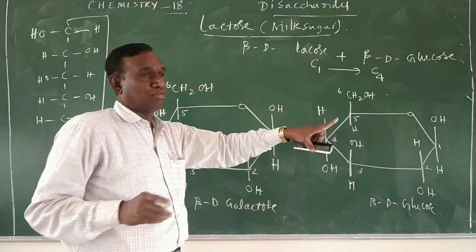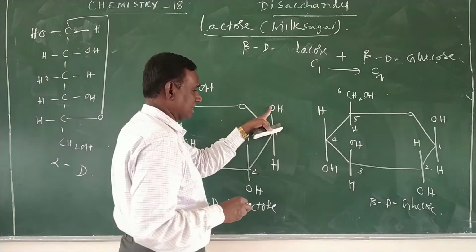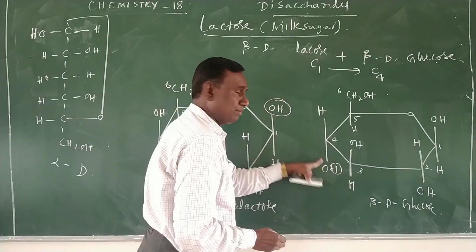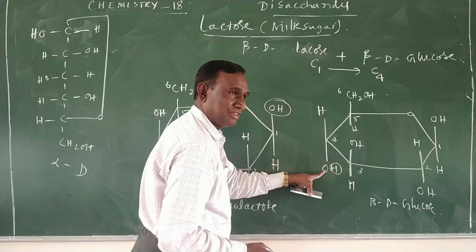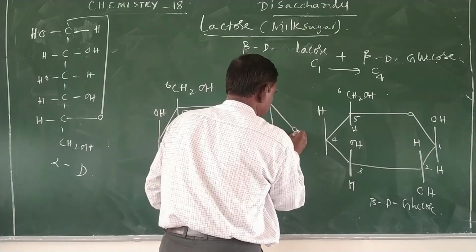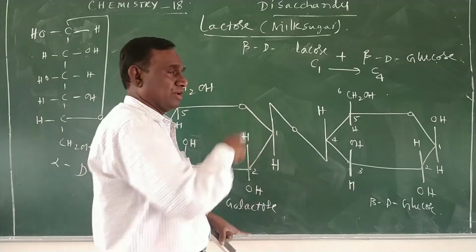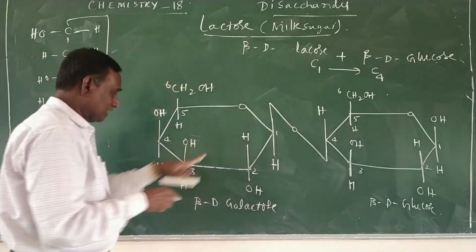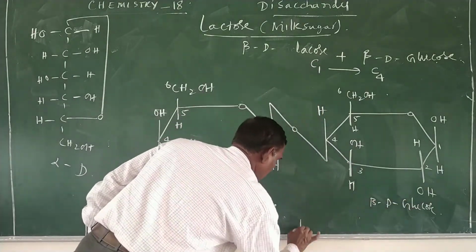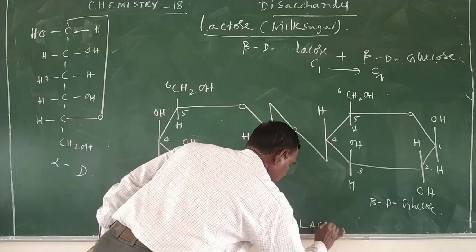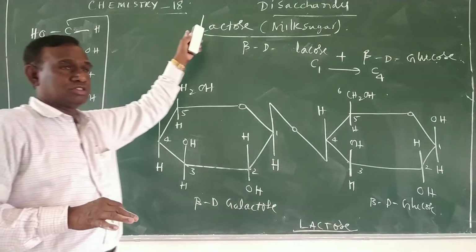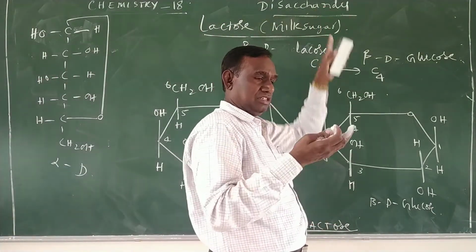Now you link C1 to C4. C1 is here, C4 is here. So OH and H are removed as H2O, and in between comes an oxygen atom. The oxygen atom is in between the two, so it is N-shaped. This structure, beta D galactose with beta D glucose, is called lactose. This is the structure of lactose, which is called milk sugar.